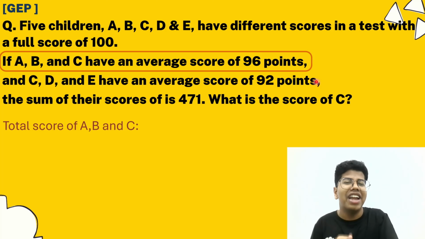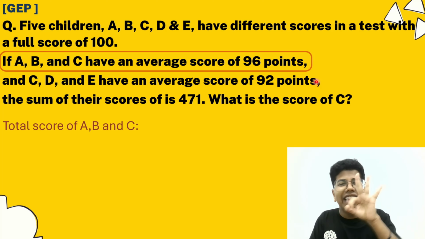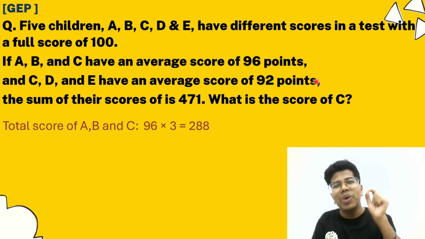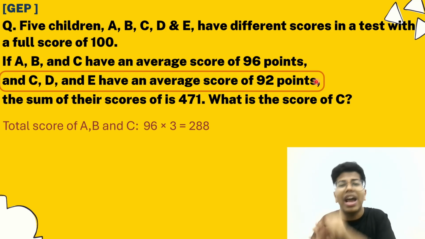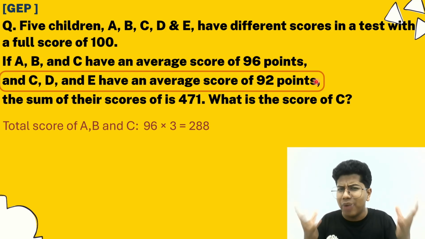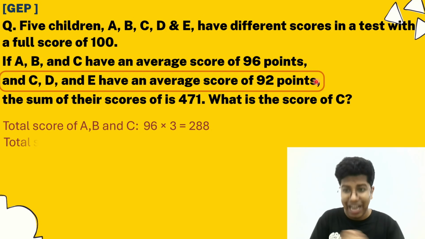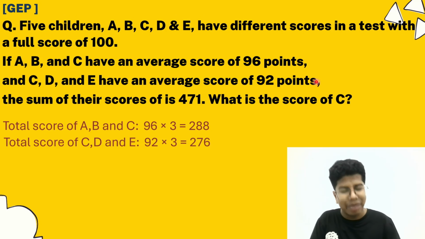So here first we can find the total score of A, B and C. Each one of them has 96 and there are 3 students. So what is the total score? That is 3 times 96, that is 288. Now in the next line we also have C, D and E have an average score of 92 points. This means each one of them has scored around 92 and there are 3 students. Which value can we find? Yes, from average and number we can find the total. So here we can write down the total score of C, D and E is nothing but 92 times 3, which is 276.